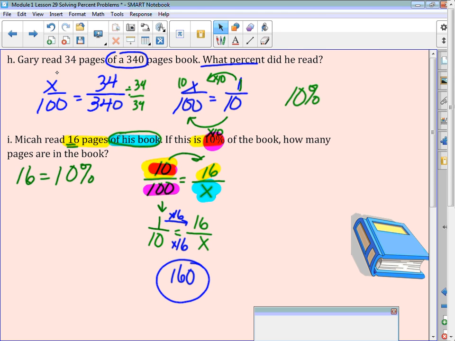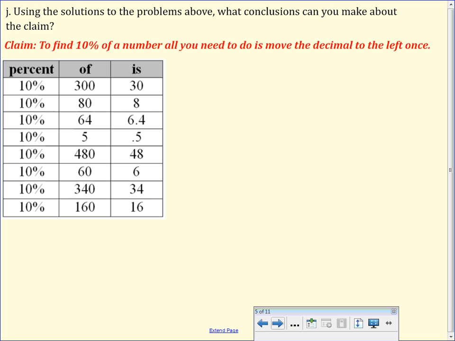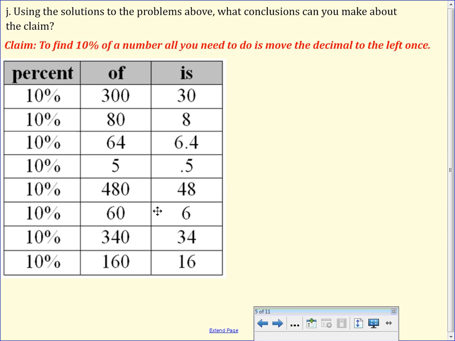Okay? So now what I did here on the next page, you don't have this in your notes, but just look at the board for now. I made a table that summarized everything that we just found. So 10% of 300 is 30. 10% of 80 is 8. 10% of 64 is 6.4. And so on. Those are all the problems that we just solved.